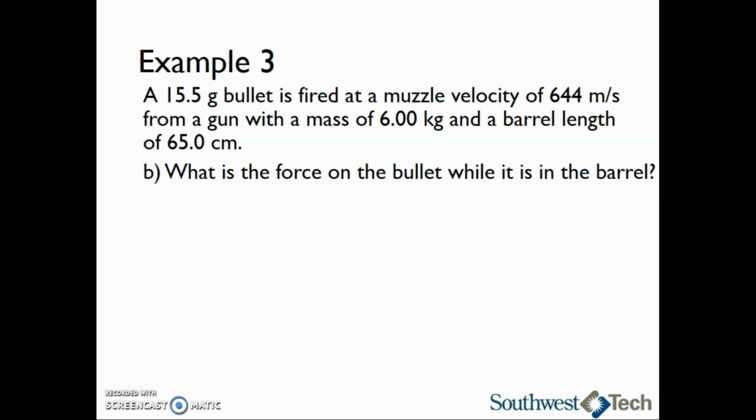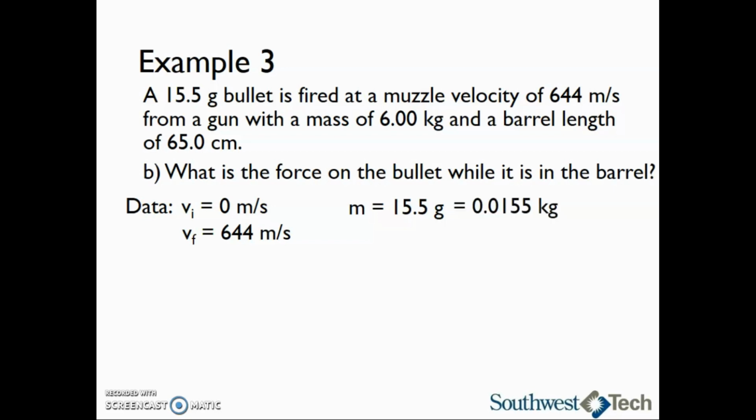Now we want to find the force on the bullet while it is still in the barrel. Even though this is one large problem, I would recommend rewriting your data down at each step. The initial velocity is still 0 meters per second. The final velocity is still 644 meters per second. The mass that we need this time is the mass of the bullet because we are trying to find the force acting on the bullet. The mass of the bullet is 15.5 grams. Ordinarily, we want mass in kilograms, so 15.5 grams is equal to 0.0155 kilograms. The time from the last step is 0.00202 seconds.